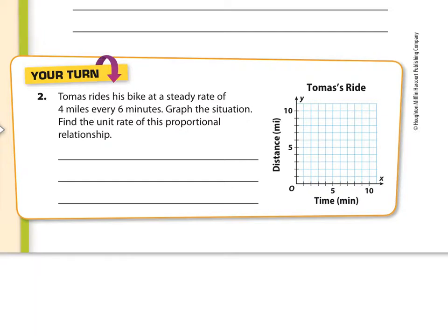So proportional, I mentioned this in the last lesson if you watched the video. Proportional means it goes through the point (0, 0). So I can just start right there all the time when it's proportional. 4 miles every 6 minutes. So I'm going to go 6 minutes, right? The bottom, the x-axis, is minutes. So over here, 6 minutes. So here's 6 minutes. And then 4 miles. So up here, I'm going to do that point.